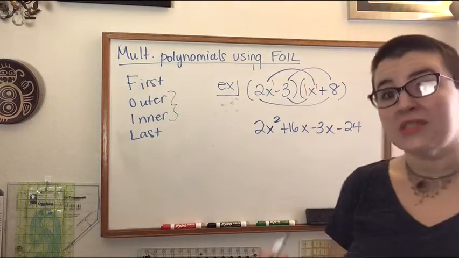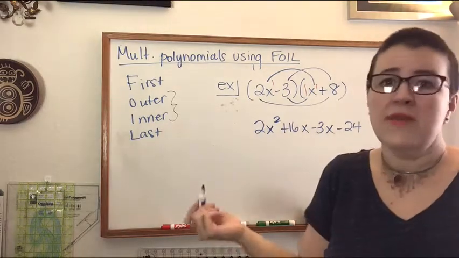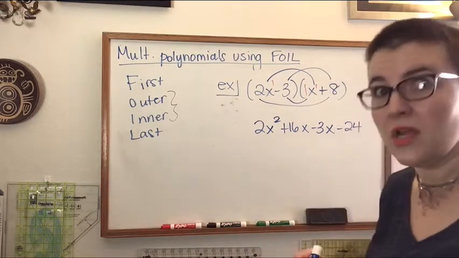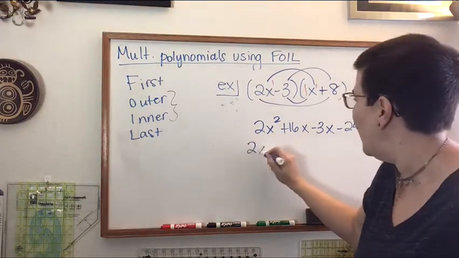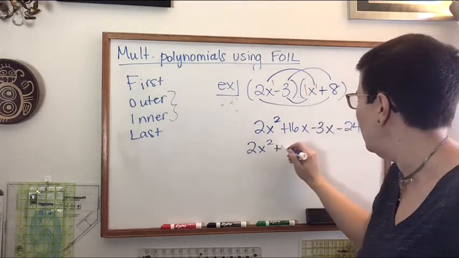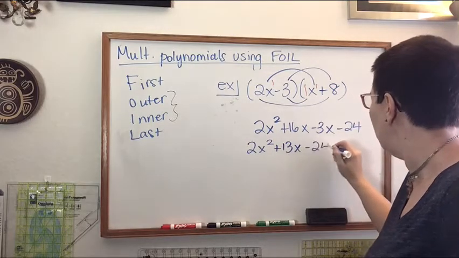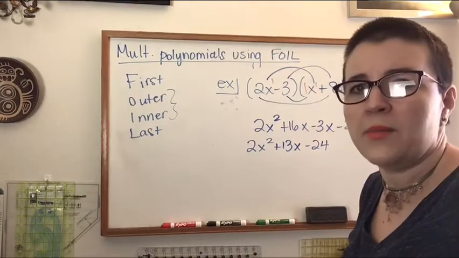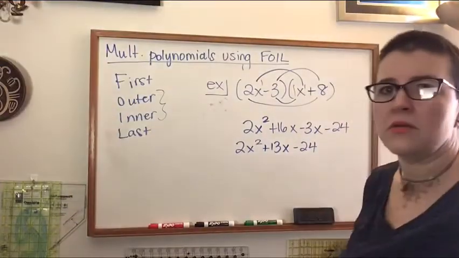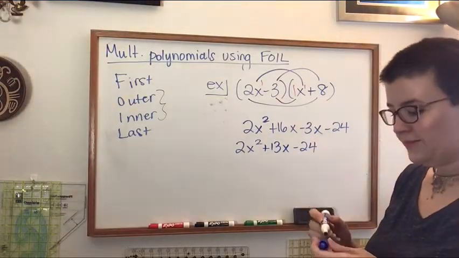If you have issues with signs or you don't know your multiplication tables, that's cool. Use a calculator, okay? Use a calculator. All right, that gives me 2x squared, 16 minus 3 is 13x, minus 24. All right, I'm going to shift my camera just a little bit. There we go. All right.